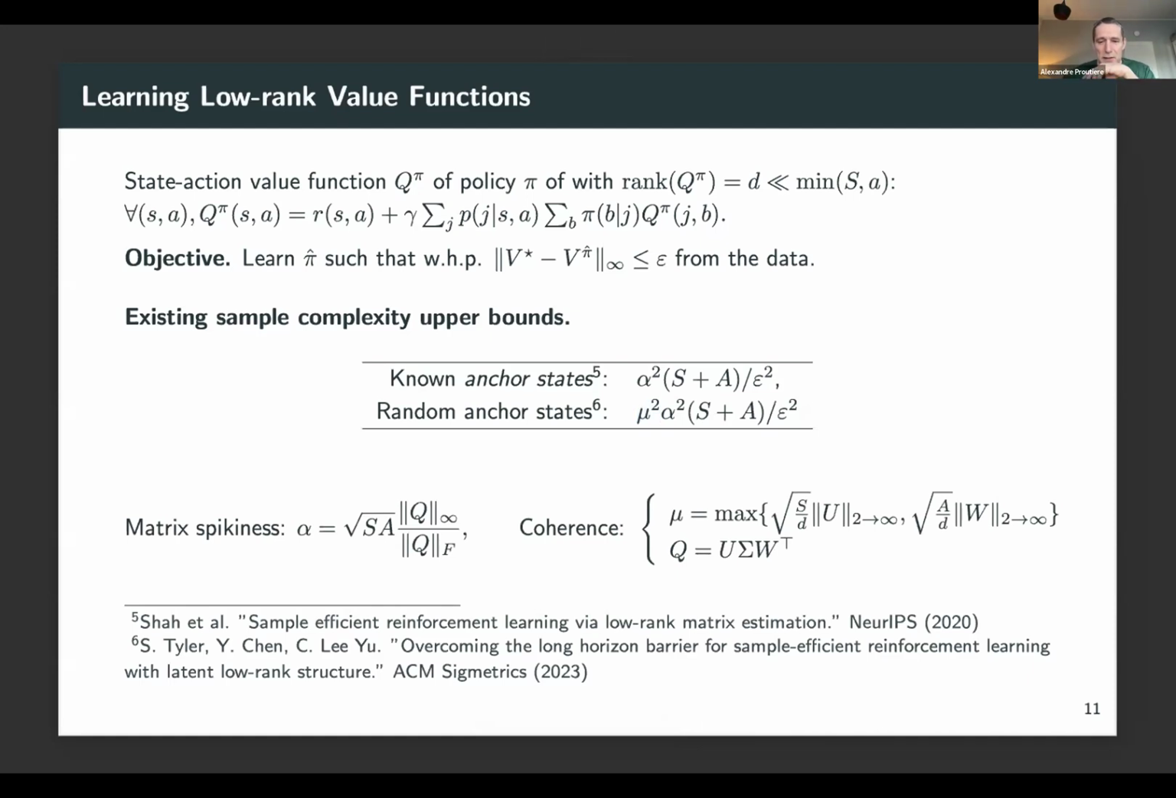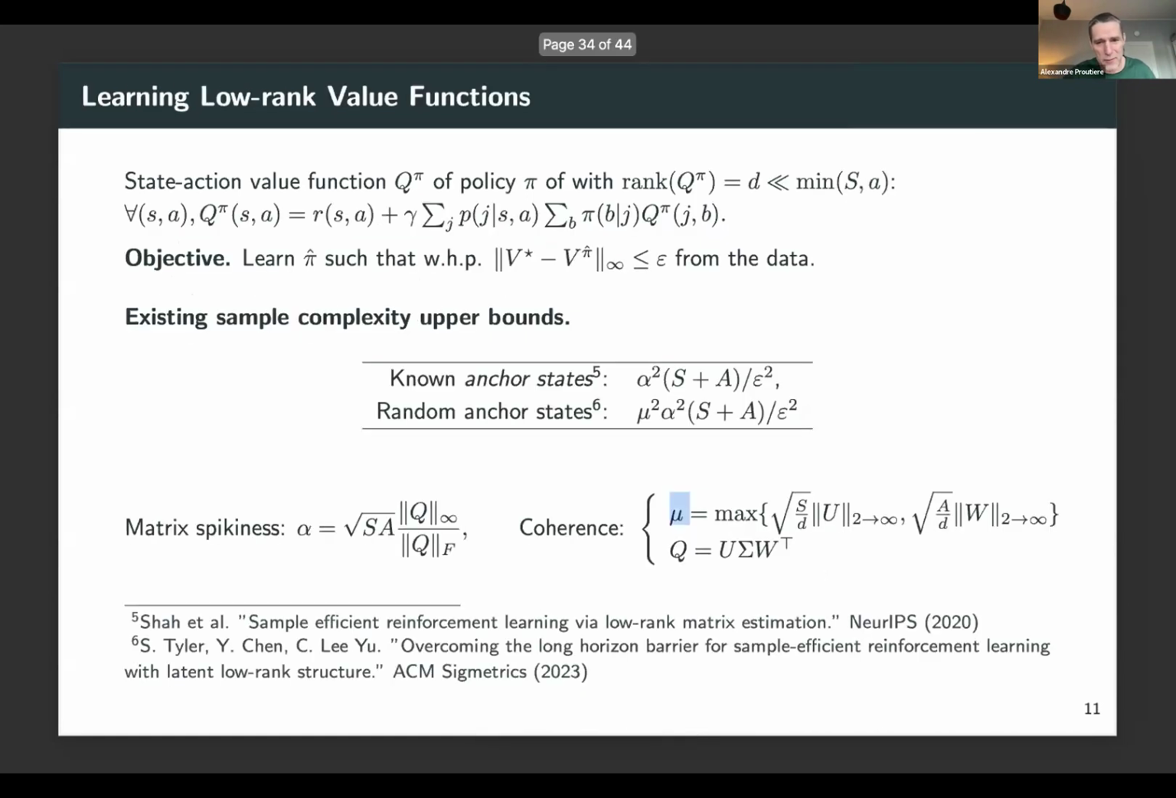Okay, so the parameter alpha that you see in the formula is called the matrix spikiness. It's related to the ratio of the entry-wise norm of Q divided by its Frobenius norm. So how spiky is the matrix? Okay, and the parameter mu, of course, is the incoherence of the matrix as defined earlier during the talk.